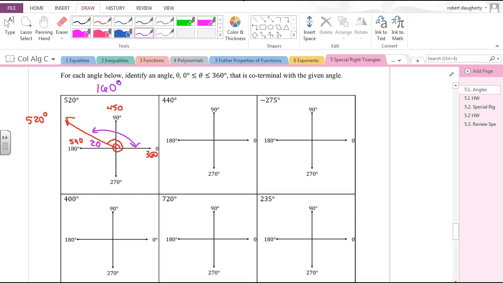Now I can draw any number of coterminal angles. I can take, this is 520. If I add 360, where will I be? If I start here and add 360, where will I end up?